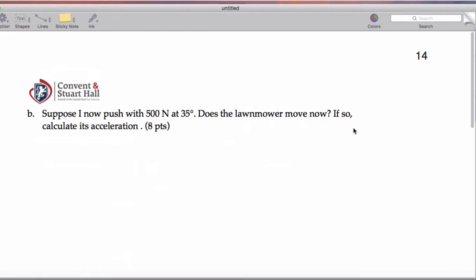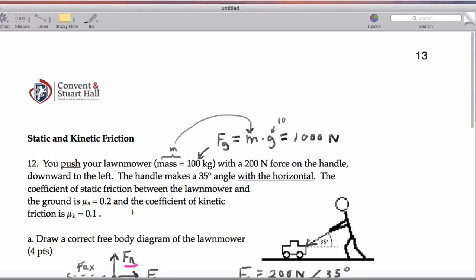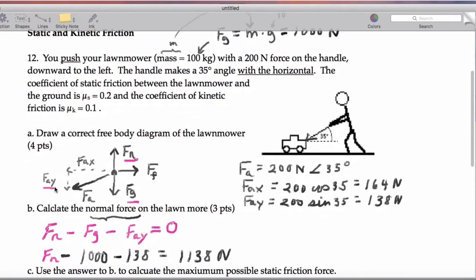Moving on to part E, it says, now we push with 500 newtons at 35 degrees, and we want to ask if the lawnmower moves. And if so, we want to calculate its acceleration. So to be clear, for this part here, and I should actually call this part E, I don't know why I did that. I want to be absolutely clear that for this one, we have to actually start the problem over again. And let me be clear on what I mean. So, the free body diagram stays the same, and I have no problem using that right here, just to be safe. Well, there we go.